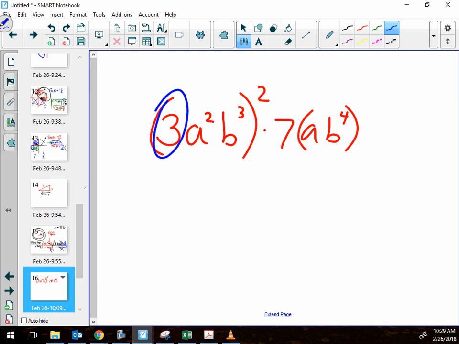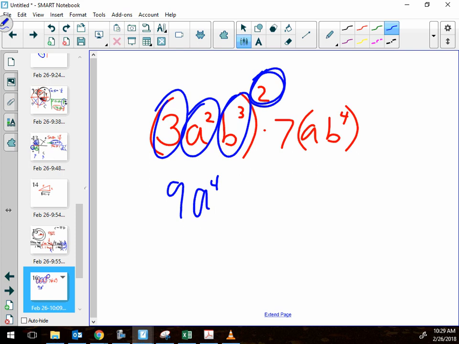This 3 has to get squared, 9. This a squared has to get squared, a to the 4th, but that's not a great example because you can't tell if I added the 2's or multiplied the 2's. You get what I mean? Because either way, it's 4. So that's why I threw in this b to the 3rd, so that I could tell, did you really do it right? Is it supposed to be add or multiply? Multiply. B to the 3rd squared is b to the 6th.